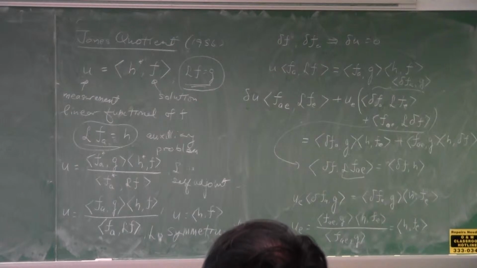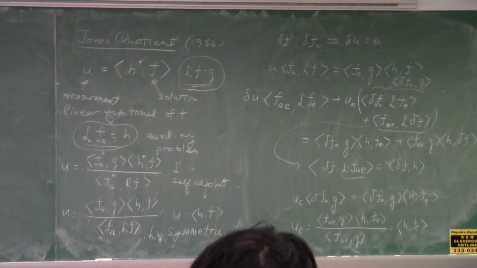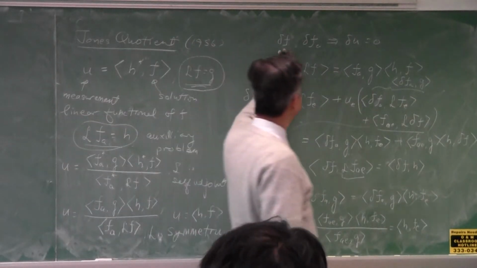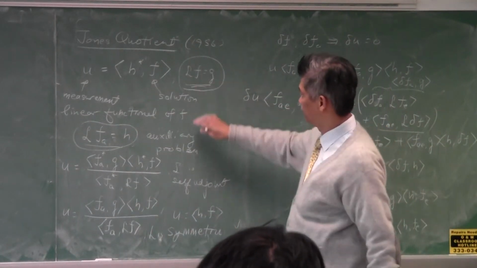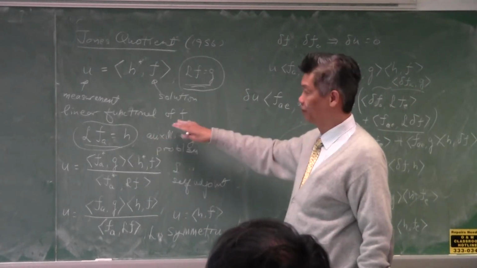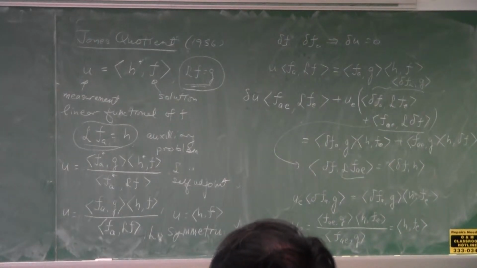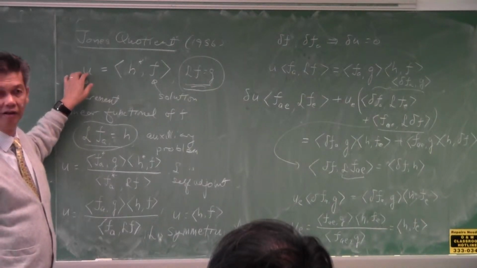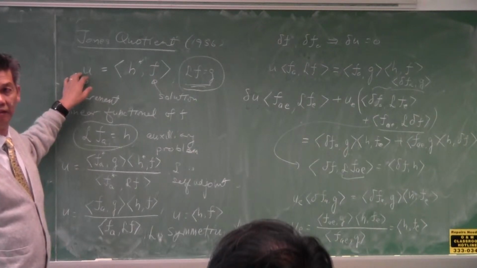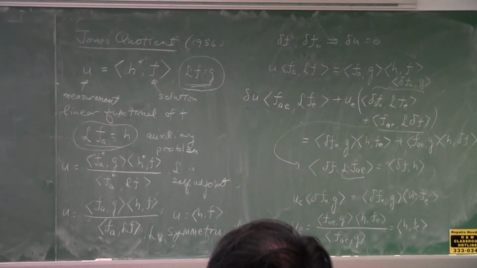So Jones has defined a quotient so that delta U is equal to 0 if there's a first order error in delta F and delta F auxiliary. Okay, if you solve the auxiliary problem and the original problem with an approximate solution, if you plug the calculation into the Jones quotient, your calculated function L should have a second order error. Okay, it's variational in that sense. Okay, does everybody get it?